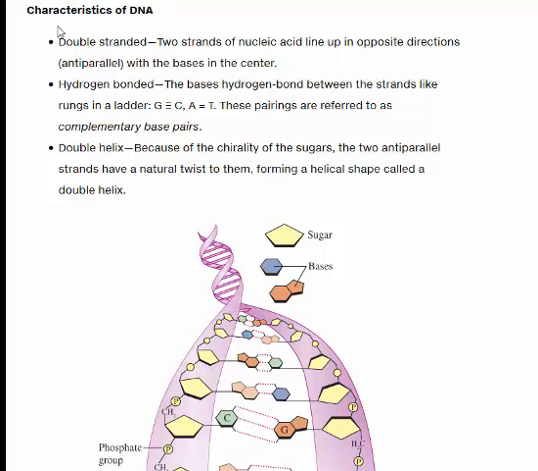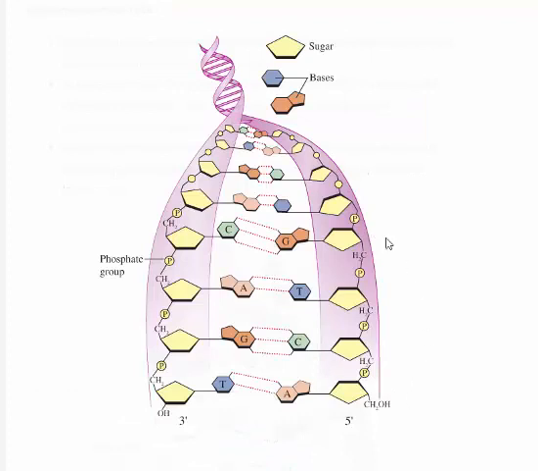Let's take a minute to look at the unique structural characteristics of DNA. DNA, unlike RNA, is double-stranded. There are two strands of nucleic acids lined up in opposite directions. So one side of the sugar phosphate backbone will be going in the 5' to 3' direction, while the other side goes from the 3' to 5' direction.